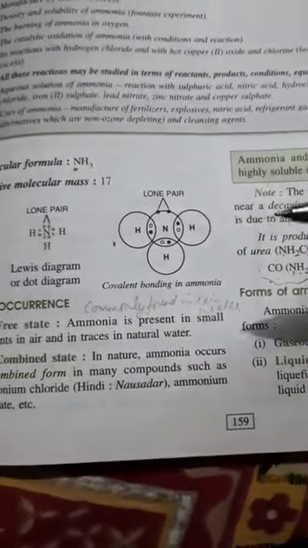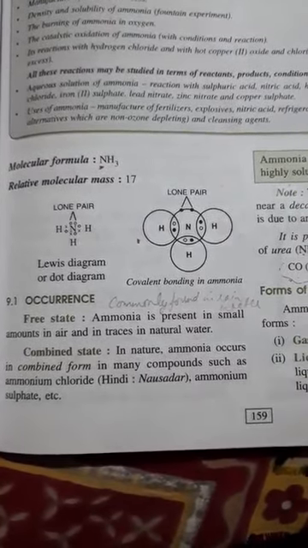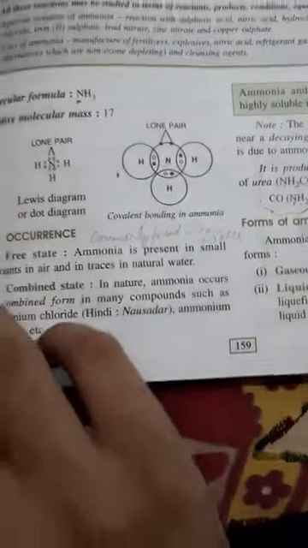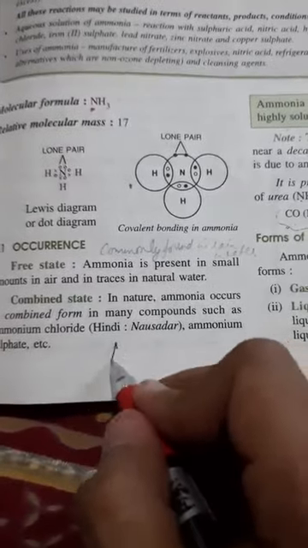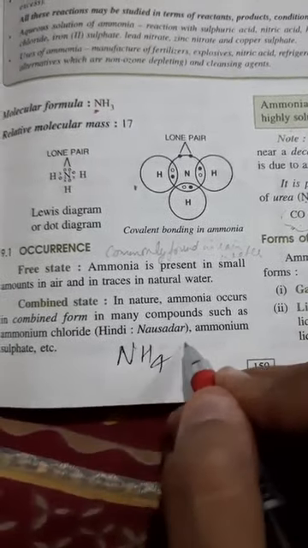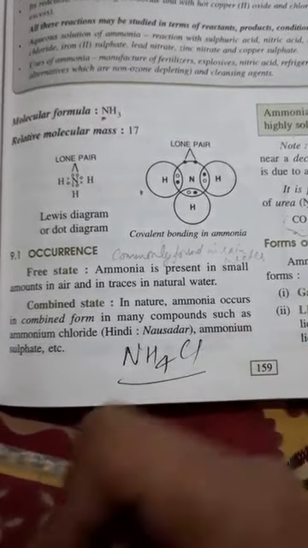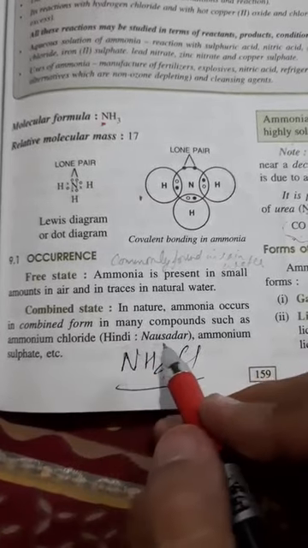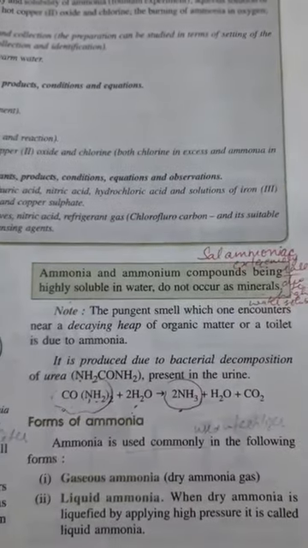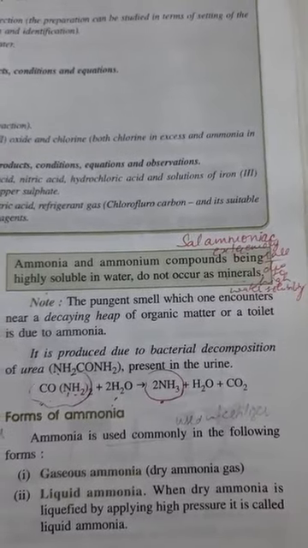Occurrence. Ammonia does not occur in the free state, right? It generally occurs in traces, only in very small amounts, right? Clear? Okay, generally it is found in the combined state, for example, in NH4Cl. So here it is in the combined state. It is found in ammonium sulfate also, ammonium chloride also. The Hindi name of ammonium chloride is Nausadar, right? Clear? So now we are moving towards your ICSE 9th class chemistry chapter, this ammonia chapter.